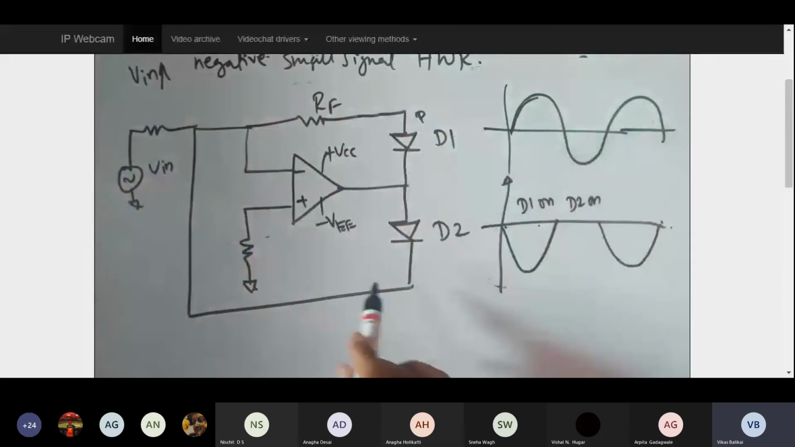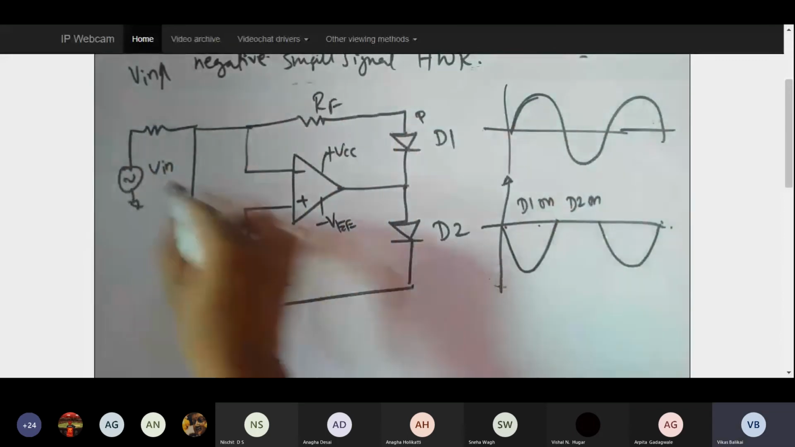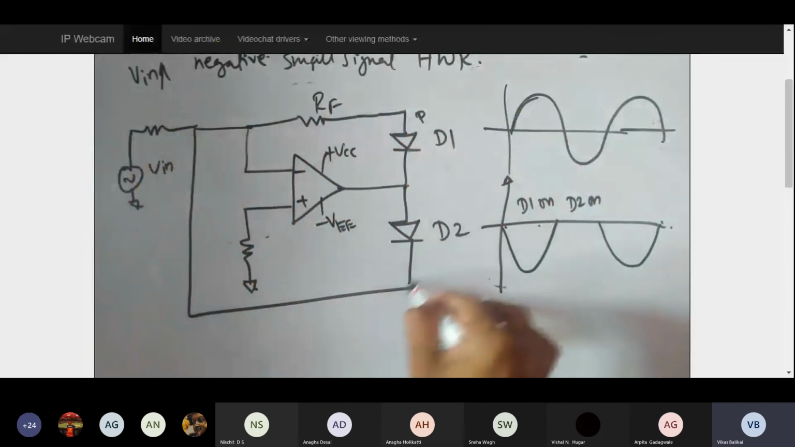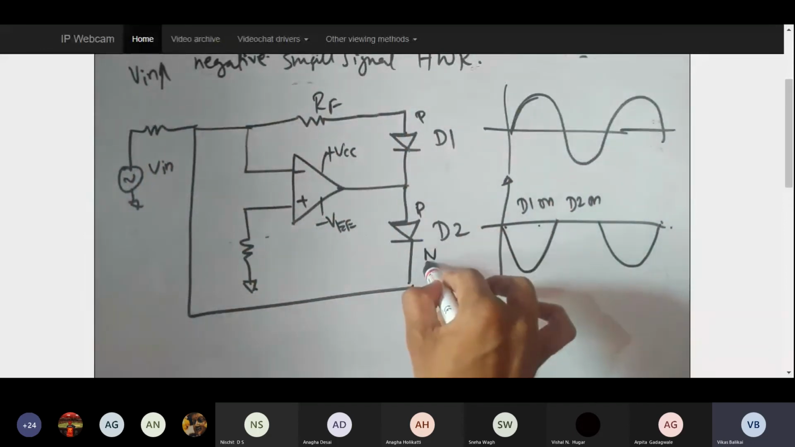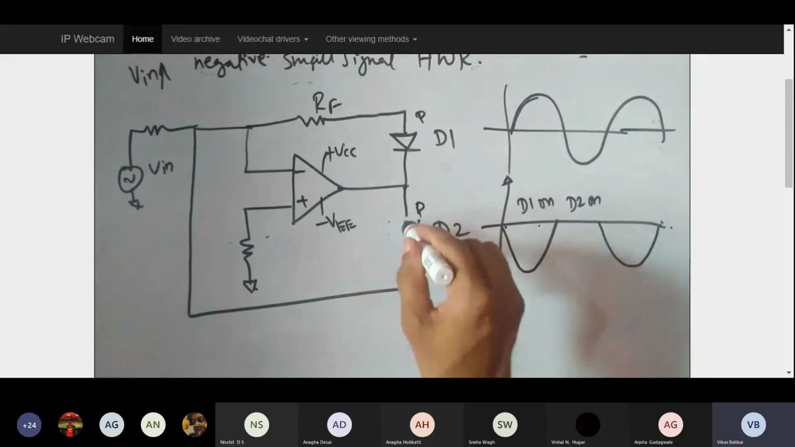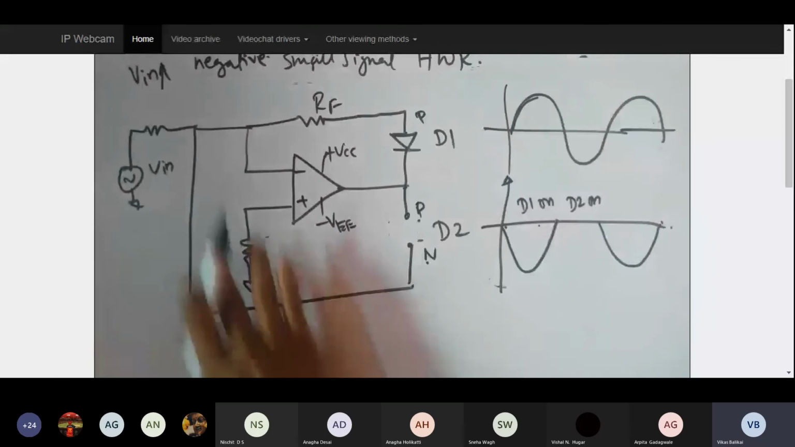So the moment D1 is on, this entire upper circuit is active, and what about this one? See, this is coming over here, so this is my P and N, so N is at highest potential, which means this is reverse bias, this is off. So I can remove this.